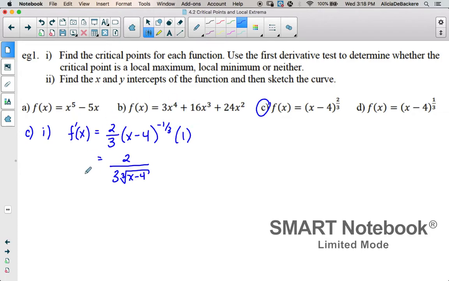We're going to set this equal to 0, and we're going to figure out where it does not exist. So when I'm looking at this equaling 0, I've got a fraction equals 0, and remember that in order for a fraction to equal 0, the numerator has to equal 0. So this is going to equal 0 when 0 equals 2, which is impossible. So therefore, there are no solutions.